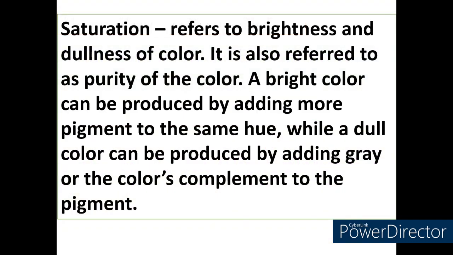The next one is saturation. It refers to brightness and dullness of color. It is also referred to as the purity of the color. A bright color can be produced by adding more pigment to the same hue, while a dull color can be produced by adding gray or the color's complement to the pigment.